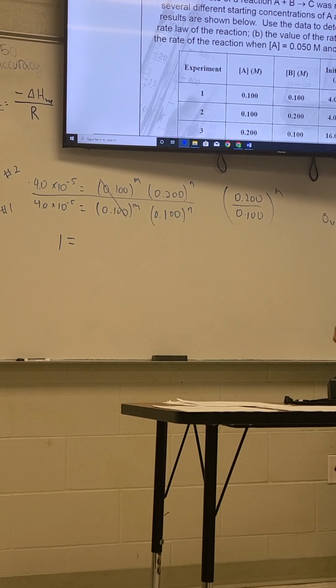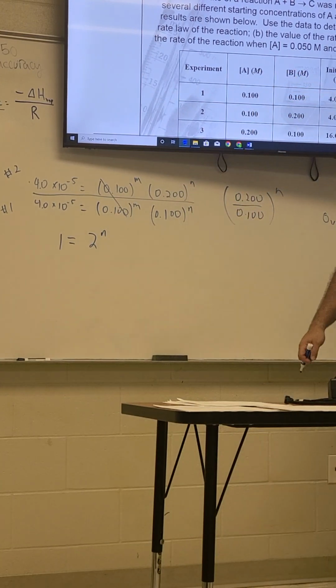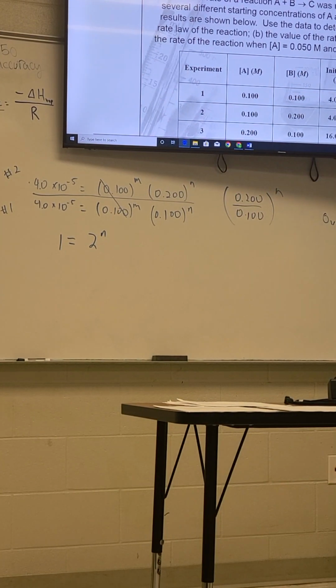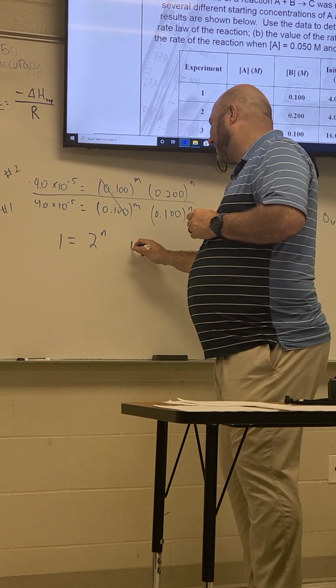So what's 0.2 divided by 0.1? 2. So 1 equals 2 to the N. So does N equal 1? No, it's the square root. Wait, 0, because anything to the 0 is 1. Is it the 1/2 or is it 0? The 1/2 is the square root. So N is 0.